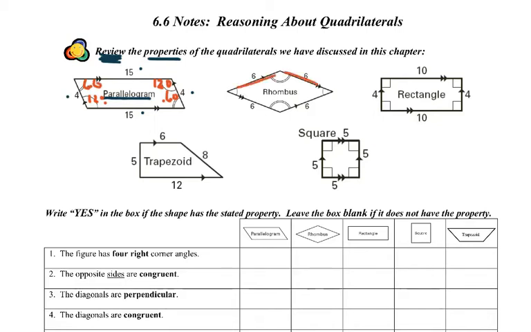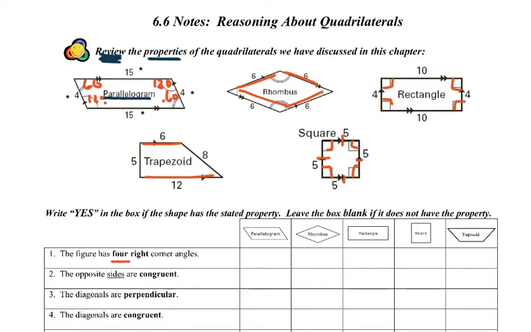Rhombus here, we see the equal sides. Rectangle, we see the right angles. Square, we see the right angles and the equal sides, right? And then, of course, our newer shape of the trapezoid with the two bases there. So we're going to look, and it says write yes in the box, but I'm just going to put an X in the box if it has the property.